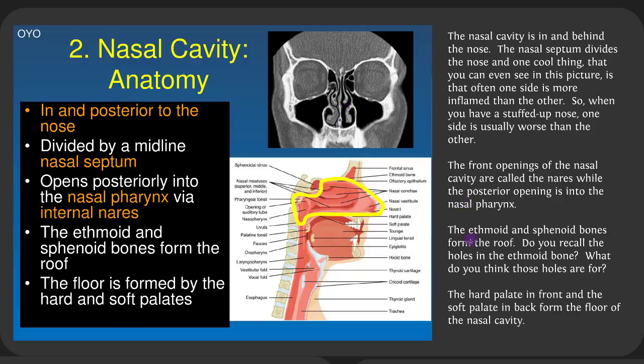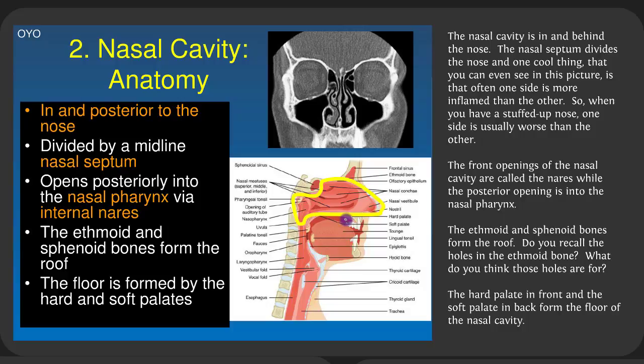The front openings of the nasal cavity are called the nares, while the posterior opening is into the nasopharynx. The ethmoid bone and sphenoid bone form the roof. Do you recall the holes in the ethmoid bone? So when you look down at the ethmoid bone, there's holes in it. What do you think those holes are for?